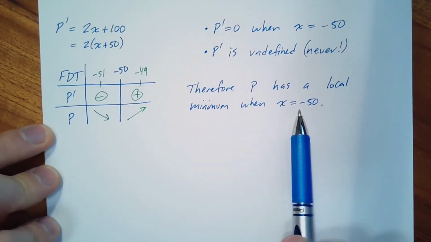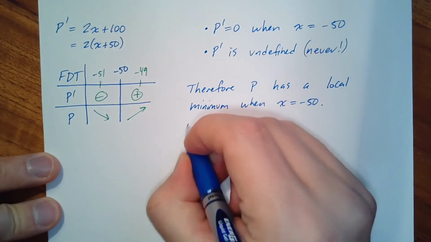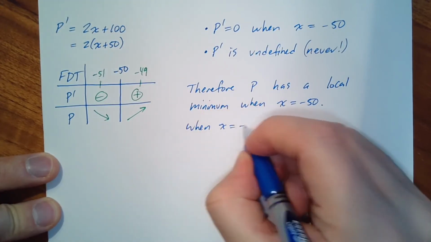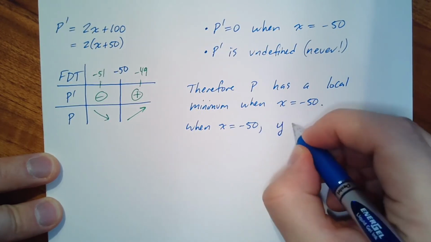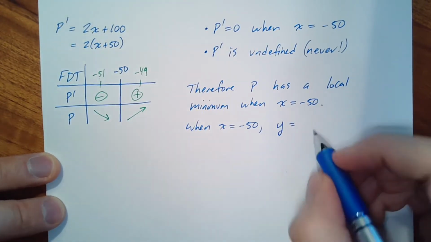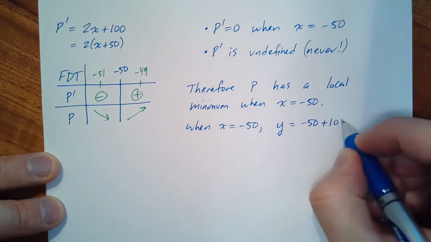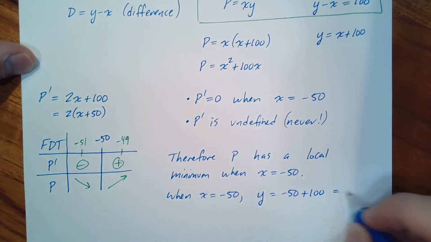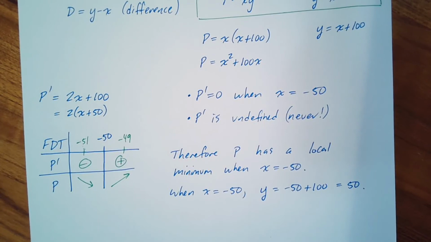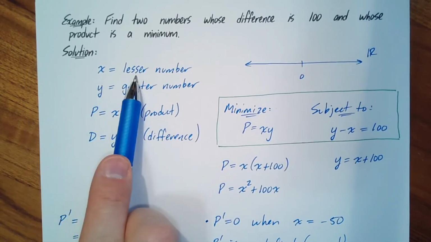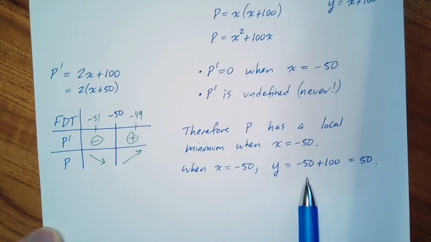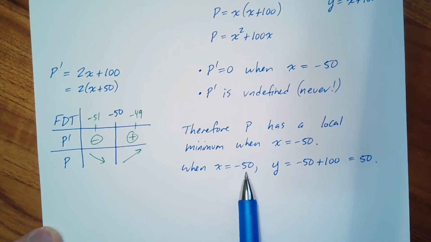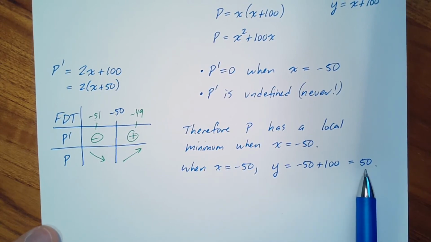Right? So we know that x is equal to negative 50, so when x is equal to negative 50, y is going to be equal to, well, negative 50 plus 100. Right? Just using this relationship up here. Just add 100. Okay, so that's going to give us positive 50. So that means those are our two numbers. X is negative 50, the lesser of the two numbers. Remember, x was the lesser number and y was the greater number. And that's certainly consistent here, right? X is the lesser number. That's further to the left in the number line than positive 50 is.